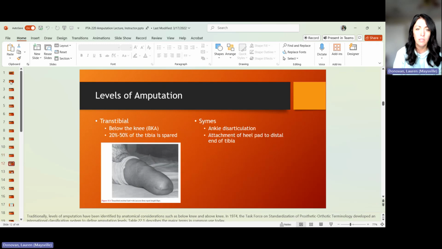Here are some different levels of amputation. So transtibial, also known as below the knee amputation or BKA. This is where 20 to 50% of the tibia is spared. A SYMES is an ankle disarticulation and attachment of a heel pad to the distal end of the tibia. Just know patients with unilateral transtibial amputation, regardless of age, are quite likely to become functional candidates for prosthetics.